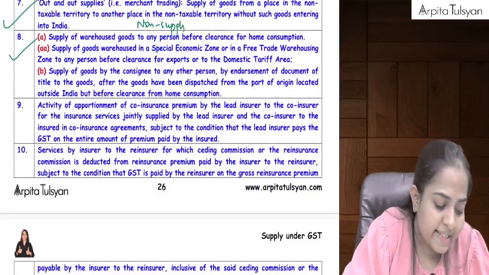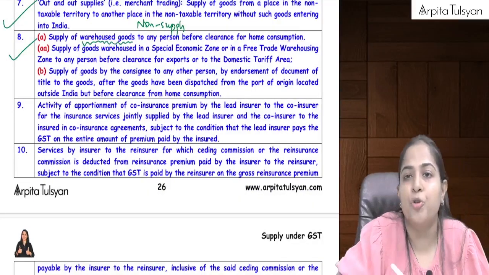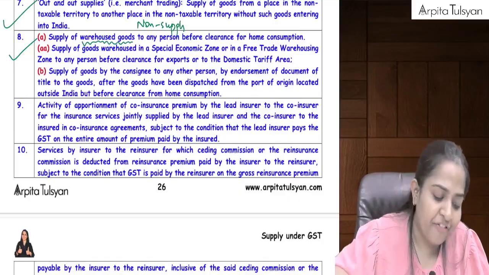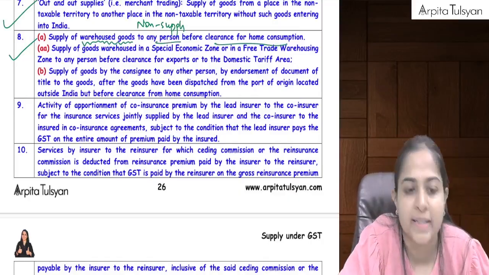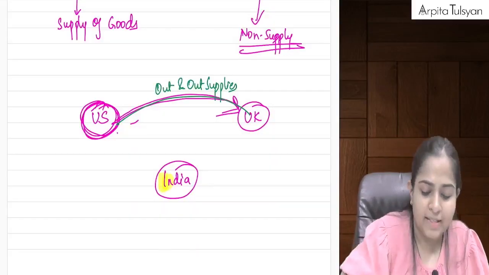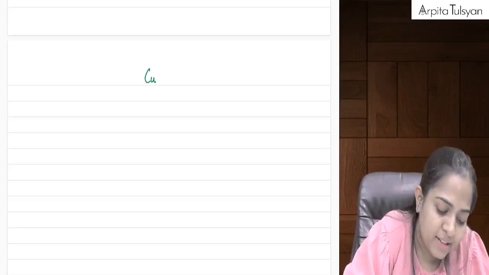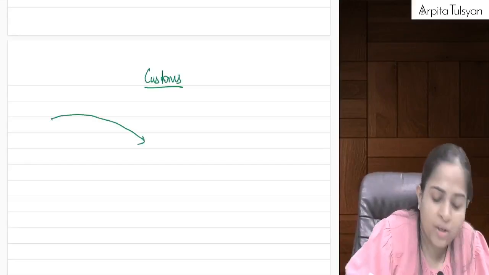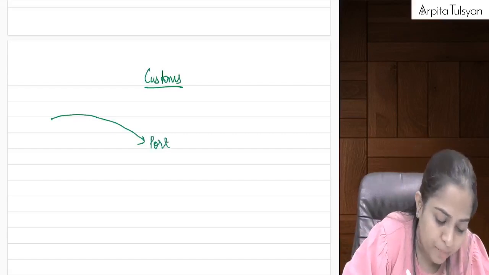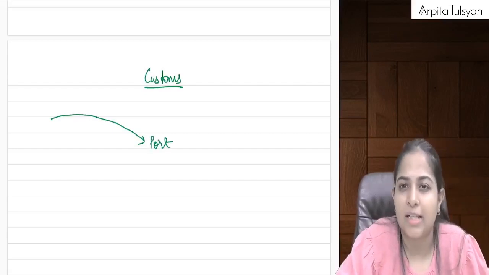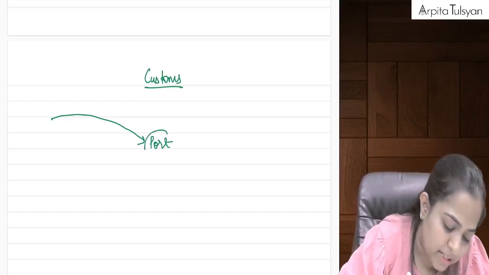First one, supply of warehoused goods to any person before clearance for home consumption. Now for this I need to tell you a few terms. We will study this when we do customs law. Whenever you import goods from another country, the goods come at the port, the customs airport.